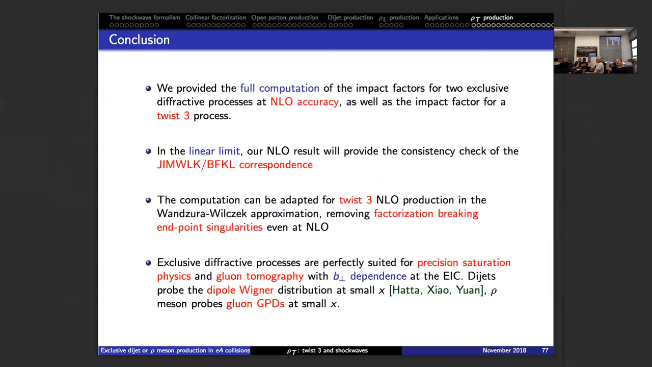Can I ask a question? Anyway, so one is a naive question. So this relation of dijet cross-section to Wigner distributions, it's kind of obvious at the leading order. Is it still true at the next leading order?